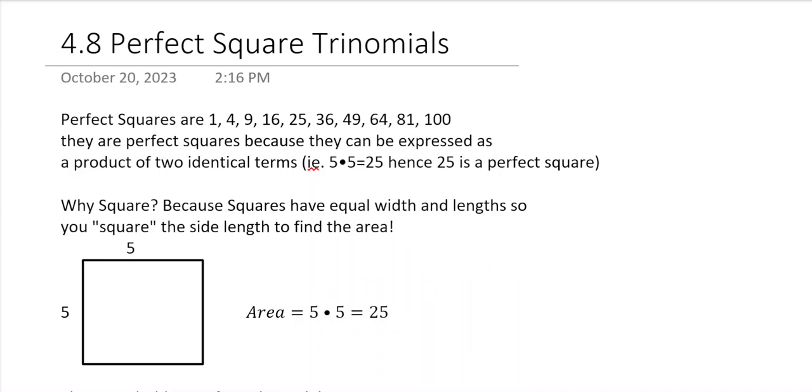So to begin with, perfect squares are 1, 4, 9, 16, etc., all the way to 100. Those are ones you should know about, but there are infinite perfect squares. You could keep going forever.